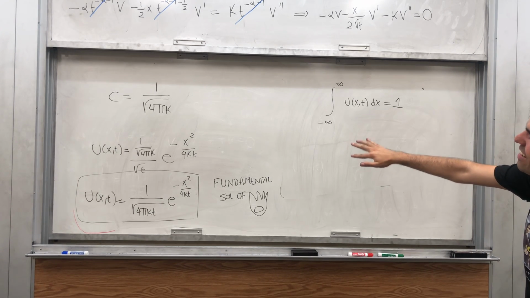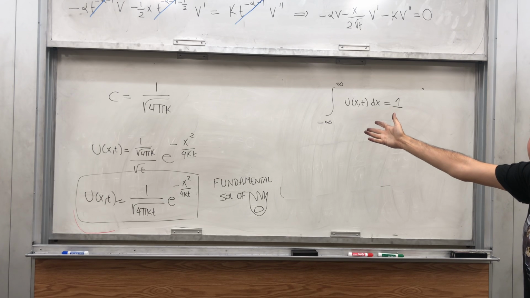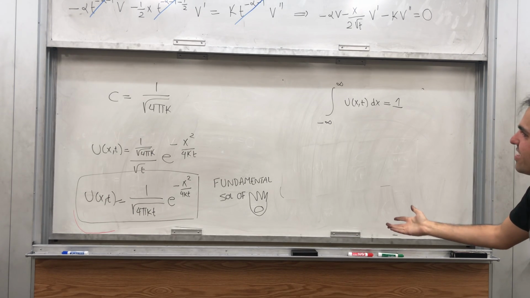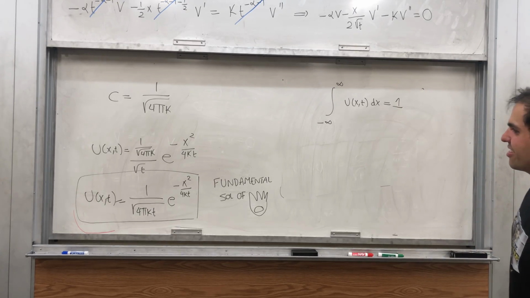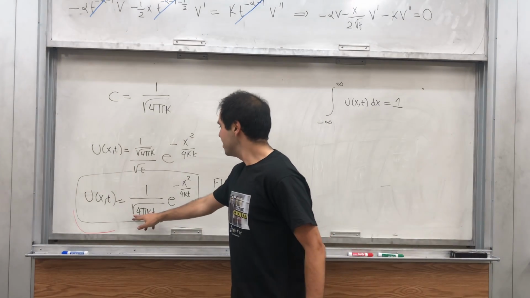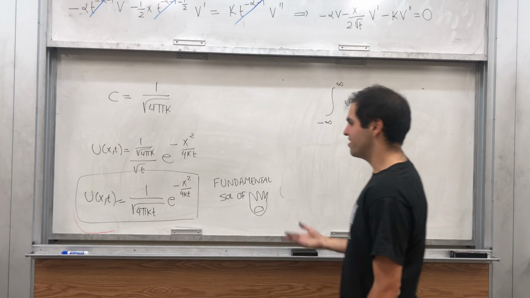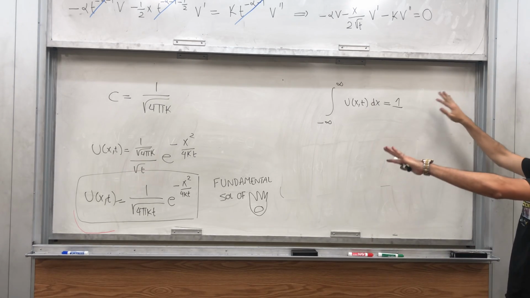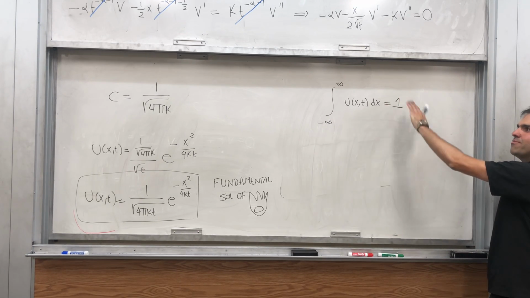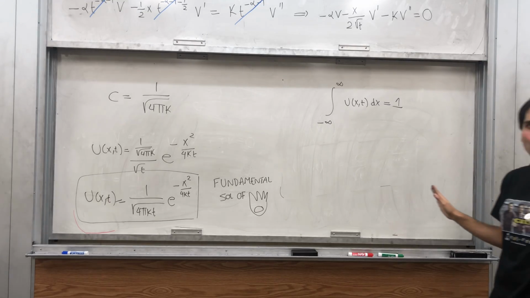And then you do this u substitution, and you get the Gaussian integral, which evaluates to square root of pi. That cancels out with the square root of pi here, and the change of variables cancels out with the square root of 4kt. Therefore, with this choice of constant, essentially the mass of the solution is preserved.